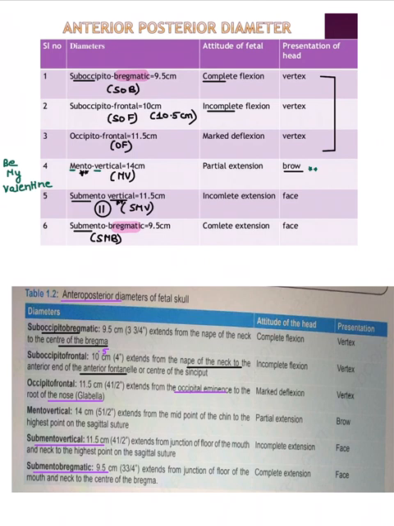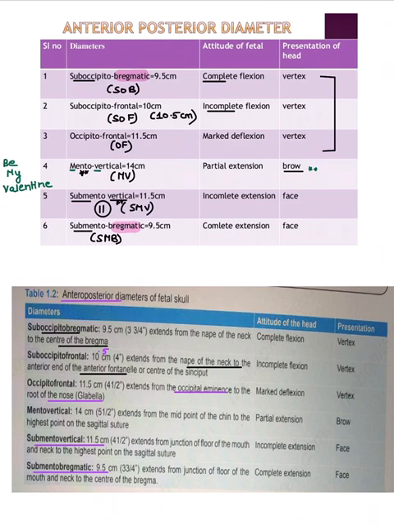In order to have the vertex presentation, you need to flex the head. Means when you flex the head, what happens? Your chin touches the sternum area. So try flexing your head, guys. When the chin touches the sternum, think of the maximum diameter. You have the chin down and on the top you have the bregma, the anterior fontanelle. So if there is complete flexion, guys, that is the suboccipitobregmatic diameter.